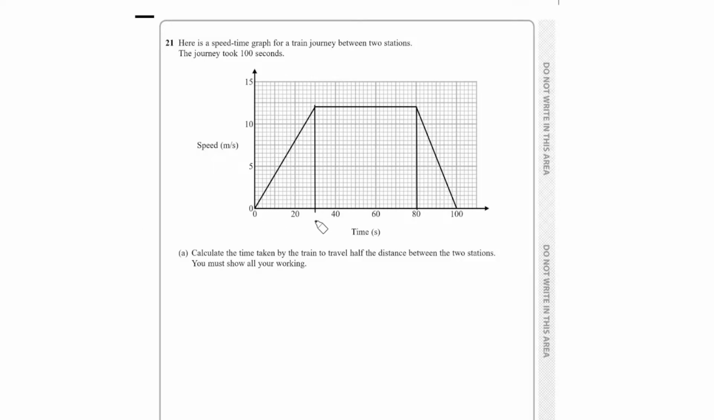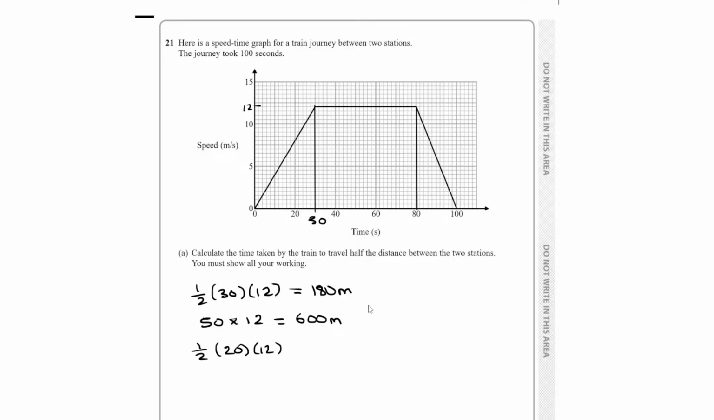Under the graph, for the triangle, we've got half base times height, or base times height over 2. Base is 30, the height is 12, which gave me 180. Then the rectangle is 50 times 12, which is 600. And then another triangle, so half of the base, which is 20, and the height, all of the heights are 12 basically, so 120. Add them up.